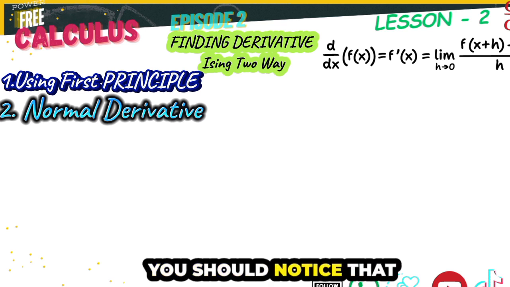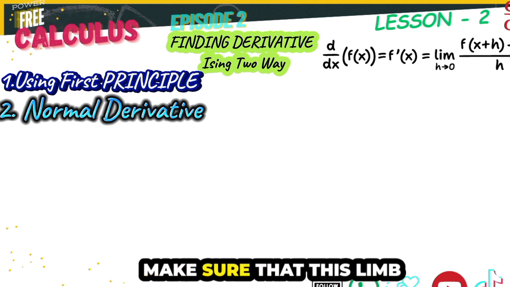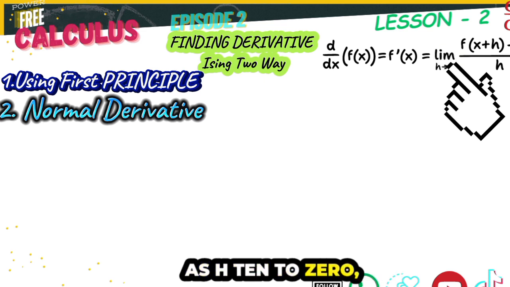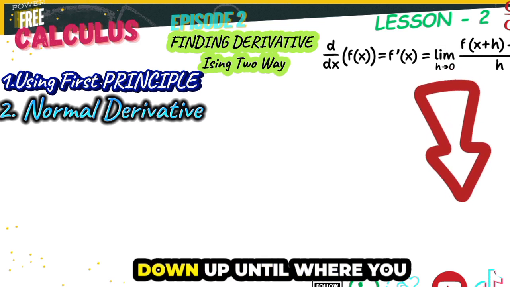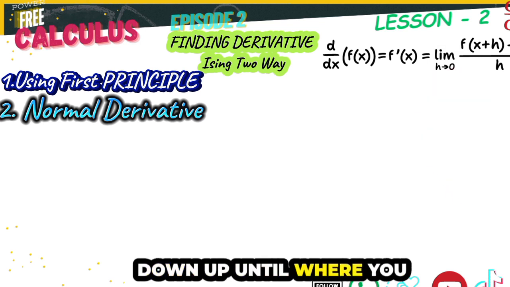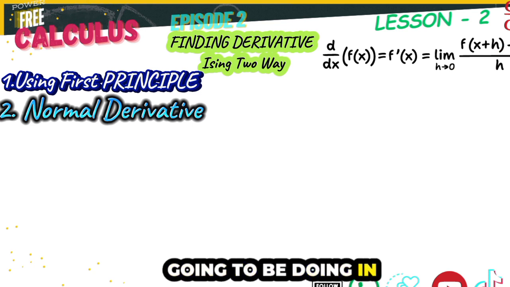One thing you should note is that if you are told to apply first principle, make sure that this limit as h tends to 0, you apply it further down up until where you remove this h here. So there are rules and ways on how to get to this step. This is what we are going to be doing in this video.